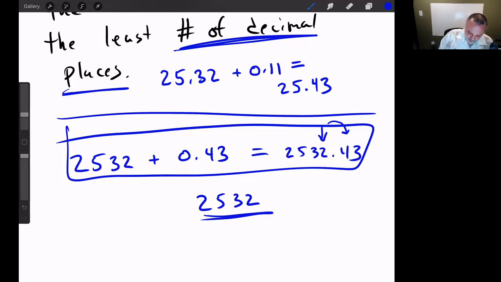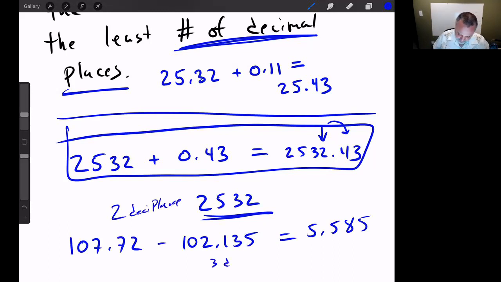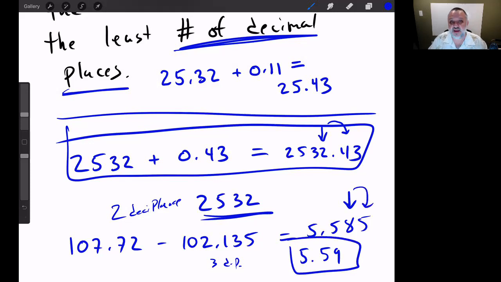If I do one other quick example, 173.72 minus 102.135. What do I get there? If I put that into my calculator, I get 5.585. This one has 2 decimal places. This one has 3. So I want to report to 2. That's this one here. So my answer that I report will be 5.59, rounding up because that's a 5.